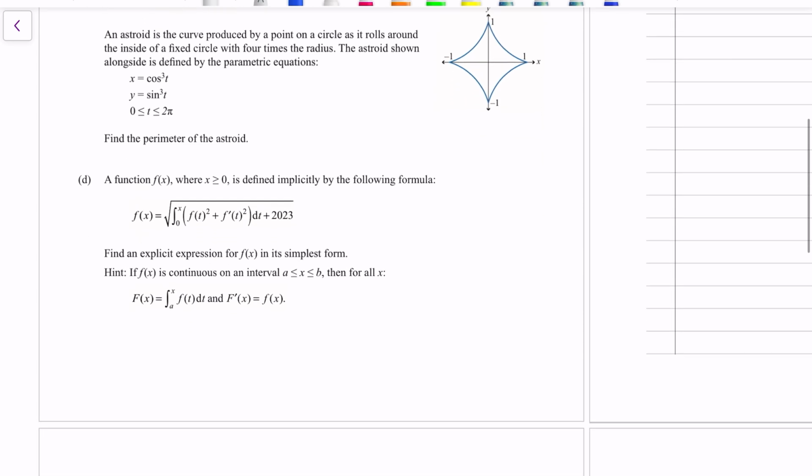And then the fourth is a function that is defined as the square root of an integral. And so to solve this problem, we actually need to use the fundamental theorem of calculus, which is the thing given in the hint.